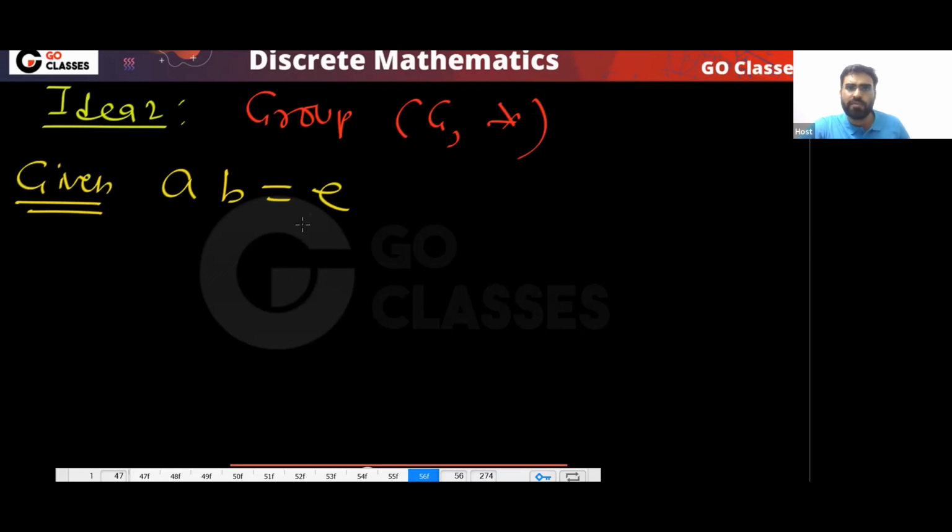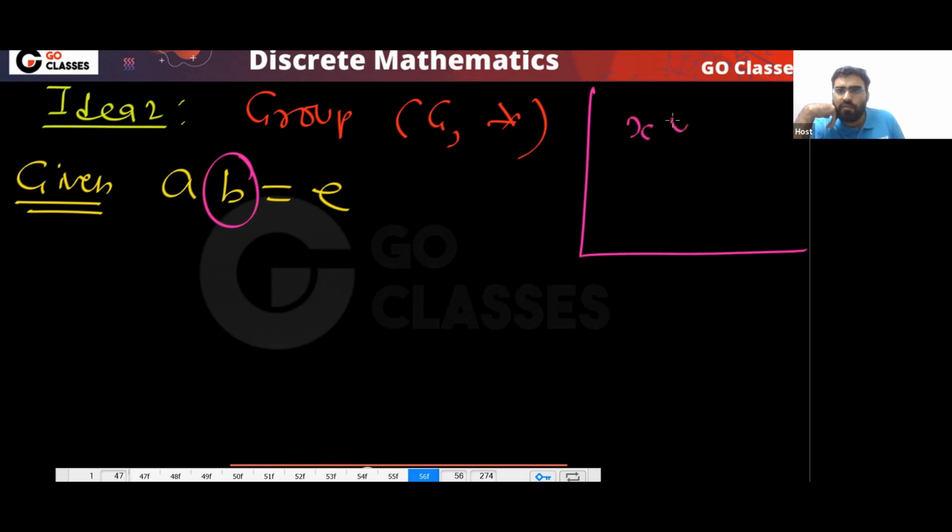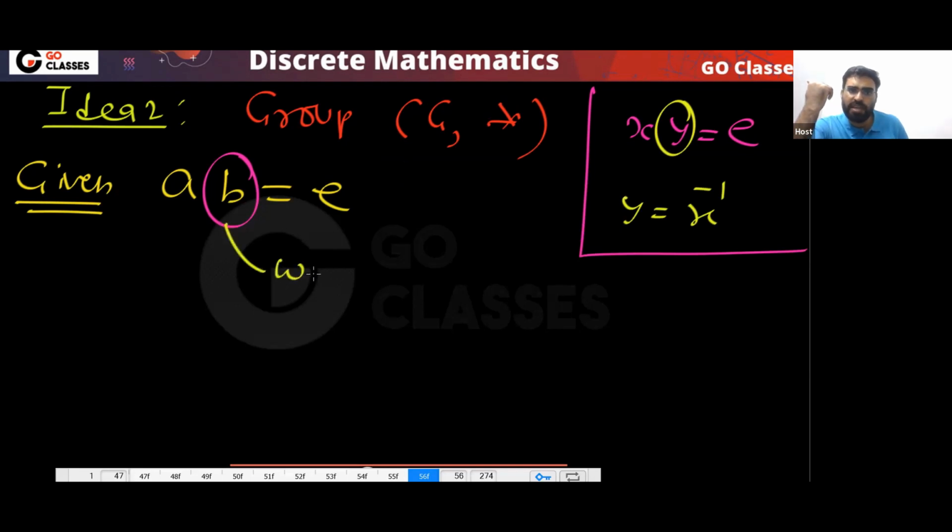Now tell me from here, what can you see? Can you notice that AB equals E? So this B is working as what? AB is equal to E, like XY is equal to E. So what is this Y working like? This Y is working like X inverse. So this B is working as A inverse.